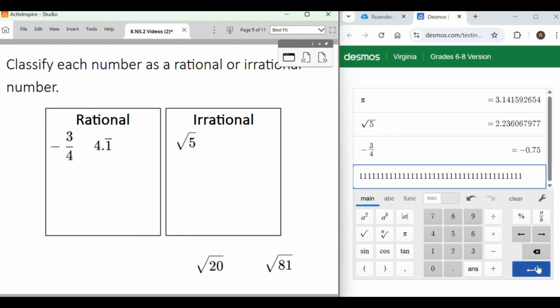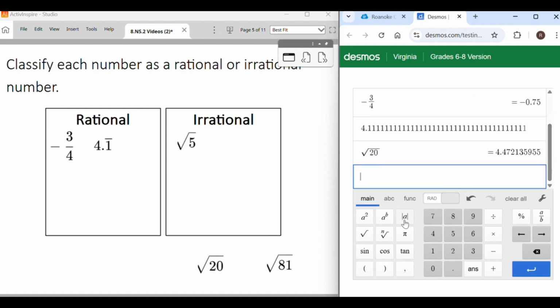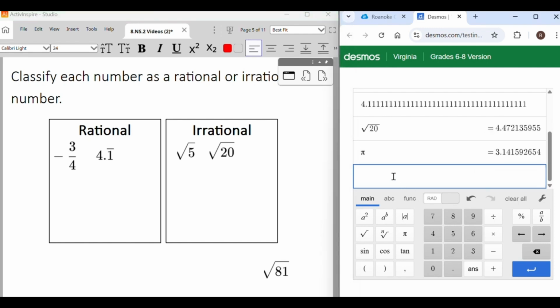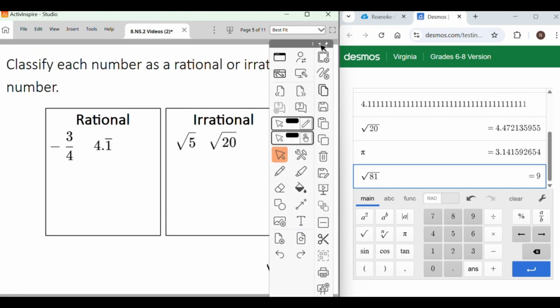Next, we're going to go ahead and put in the square root of 20. So the square root of 20, well, look at all those decimals. Sure reminds me of pi. I can even put pi in again just to check. Definitely goes forever, so that is irrational. And finally, we're going to put in the last one, which is the square root of 81. That turns into a 9. 9 is definitely a natural number, something we learn how to count when we are very, very young. So we're going to go ahead and move that over to rational.